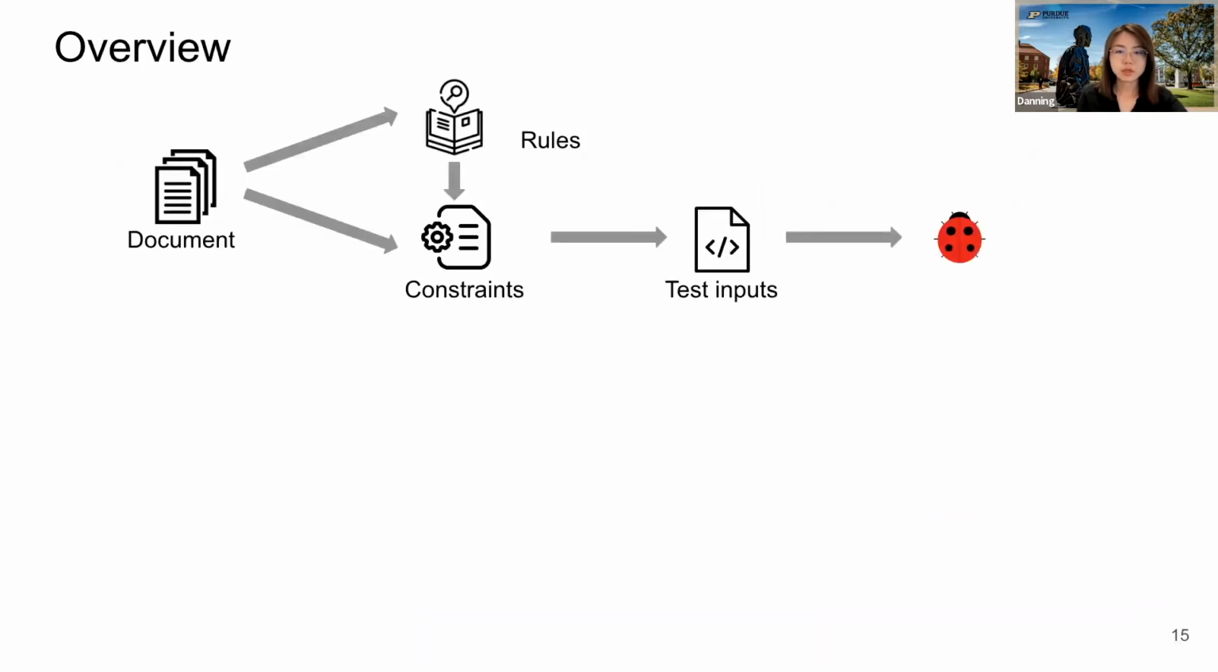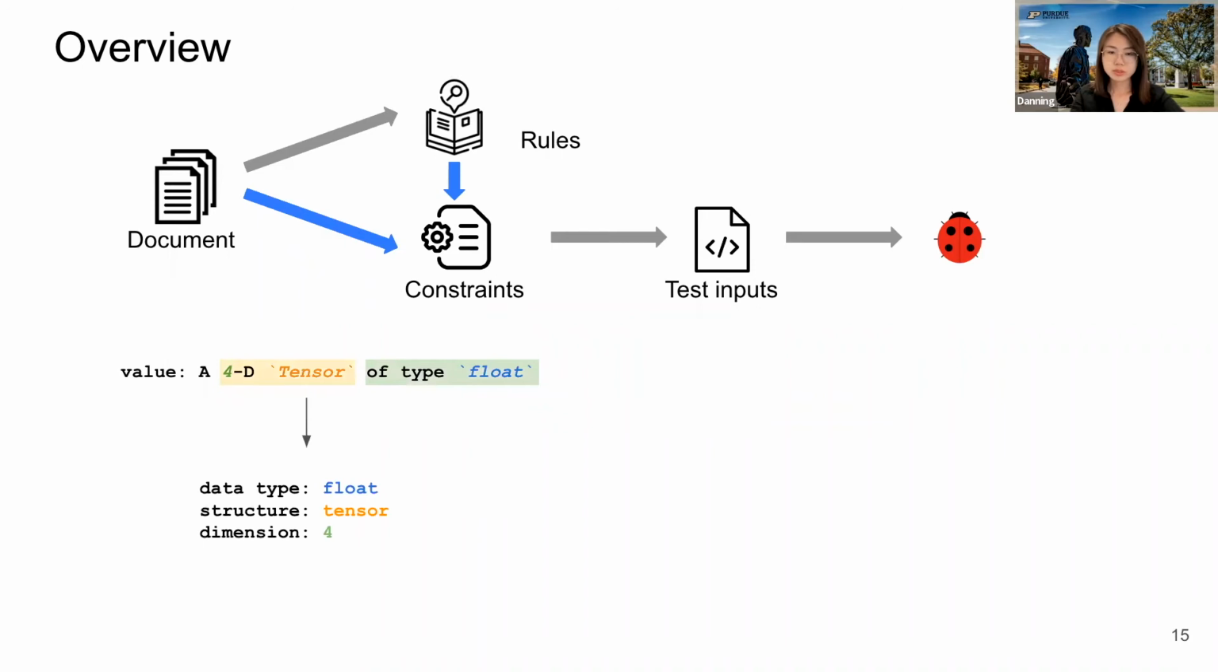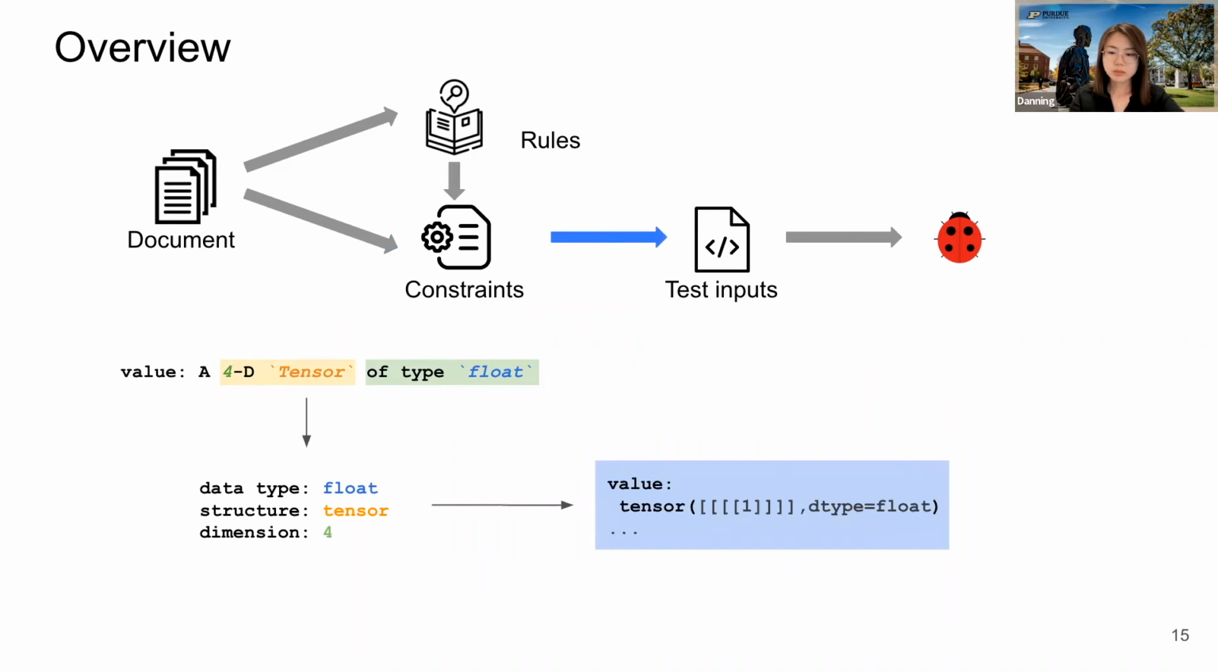Here is the overview of DocTer. DocTer consists of 3 phases. First, DocTer constructs rules from a portion of the API documents. Second, DocTer applies these rules to extract constraints from the API documents automatically. For example, from a TensorFlow API, it says that the parameter value should be a 4D tensor of type float. DocTer detects constraint-related patterns and applies rules to extract constraints. Finally, DocTer generates test inputs guided by the constraints and executes the inputs to detect bugs. Next, I will introduce each step in detail.